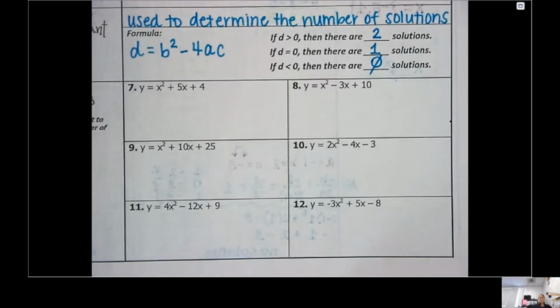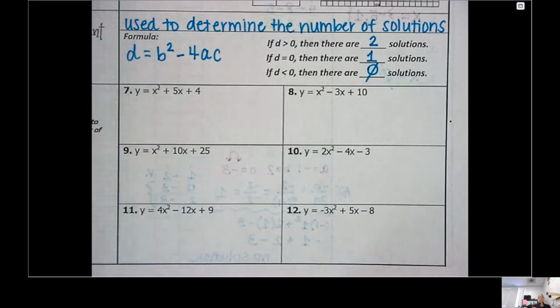That's right. Wait, so is D going to be provided? No, D, you're going to have to solve for it. But that's what I'm going to show you how to do right now.